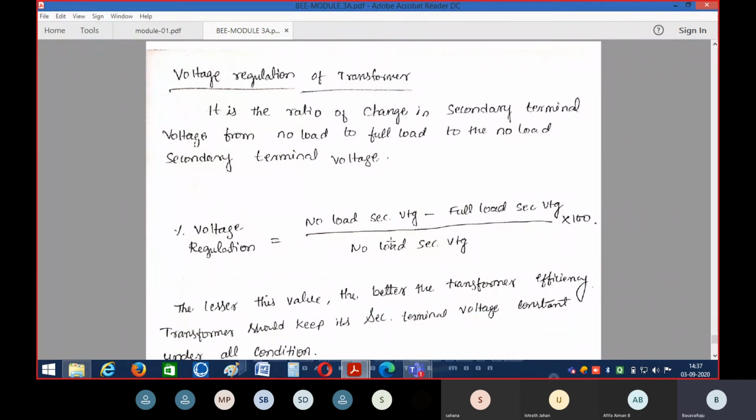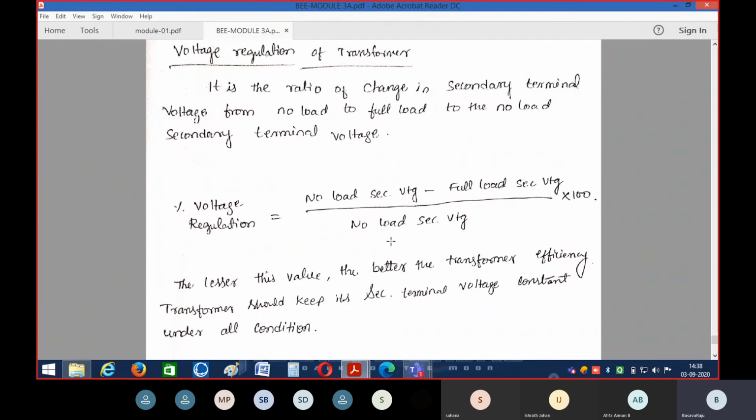And next, voltage regulation of the transformer. What is voltage regulation? It is the ratio of the change in secondary terminal voltage from no load to full load. During no load, whatever secondary voltage we have is called the no load secondary voltage. During full load, whatever secondary voltage we have is the full load voltage. So simply the difference between no load and full load voltage divided by no load voltage is given by voltage regulation. And we always represent voltage regulation in terms of percentage, so percentage voltage regulation is given by multiplying with 100.